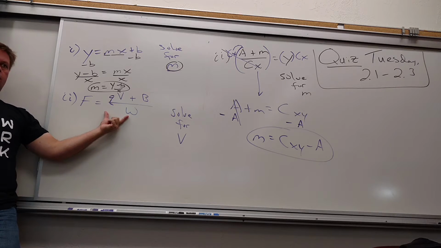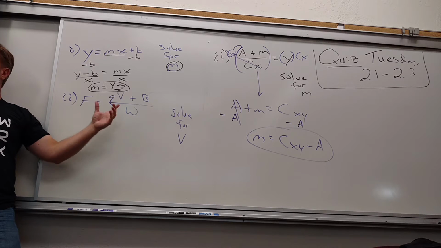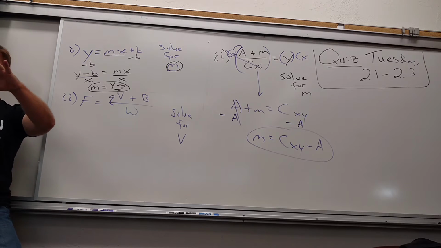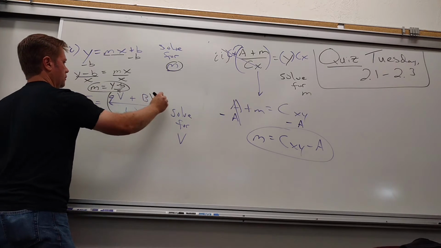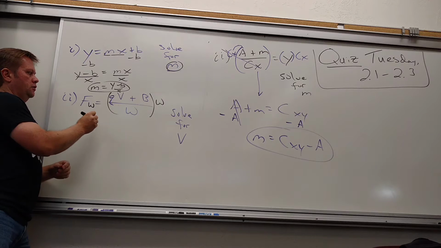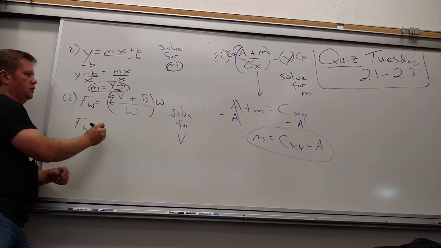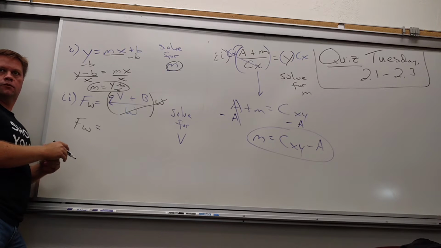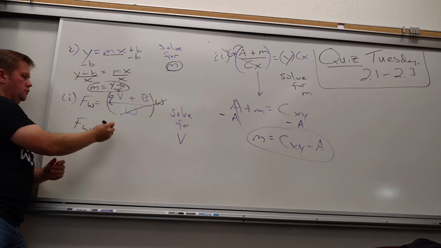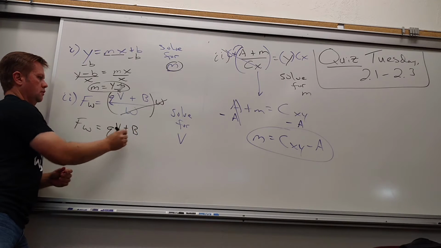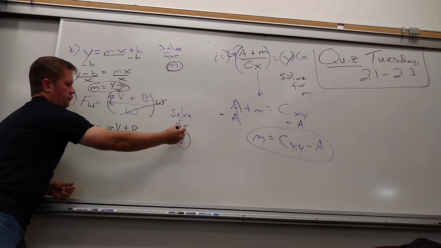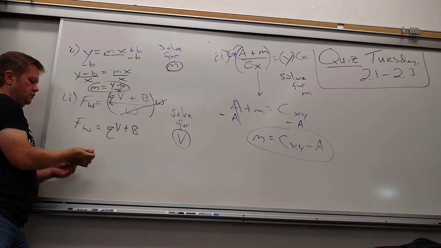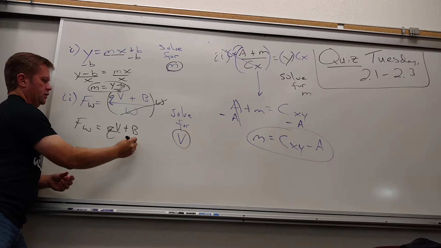So what do I do first on this one? Yes, there's a fraction somewhere in there. I want to immediately kill that so that everything else is free to move around. So I multiply by W. So I get FW equals QV plus B. Subtract B. I'm trying to solve for V, so that's where my V is. And then I want to get rid of this minus B.